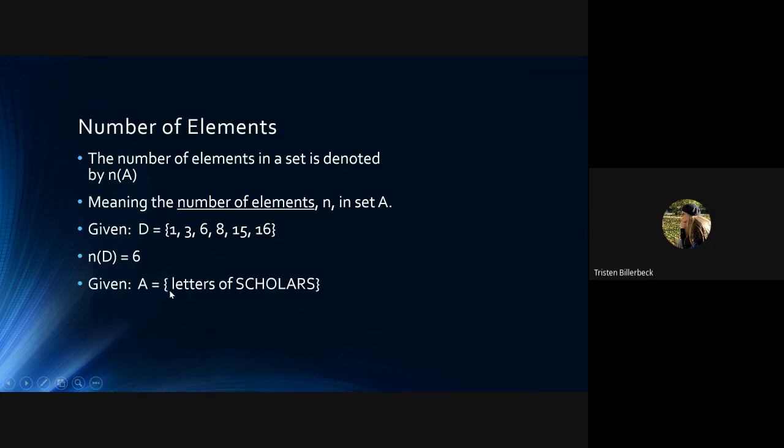Given A equals the letters of "scholars," the elements of A are S, C, H, O, L, A, R, S. So what is the number of elements in A? Well, we count 1, 2, 3, 4, 5, 6, 7, 8. So there are 8 elements in the set A.